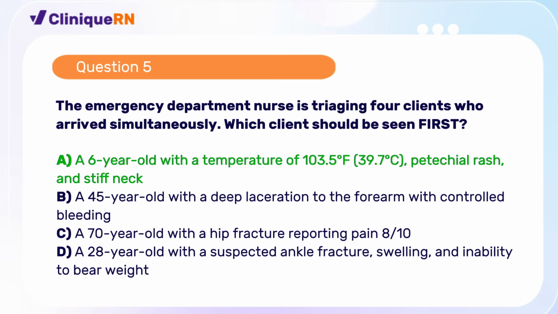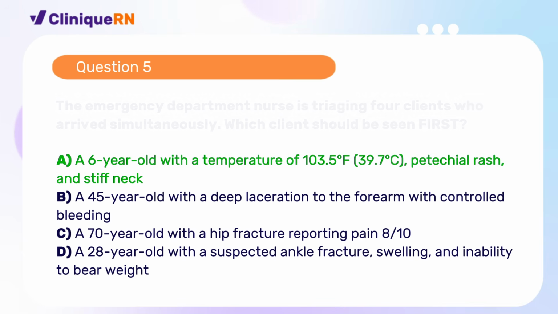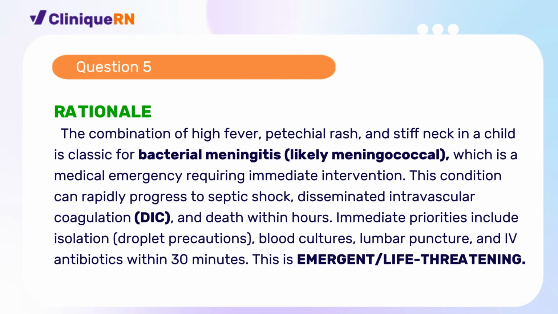The correct answer is A, a 6-year-old with a temperature of 103.5 degrees Fahrenheit or 39.7 degrees Celsius, petechial rash, and stiff neck. Rationale: the combination of high fever, petechial rash, and stiff neck in a child is classic for bacterial meningitis, likely meningococcal, which is a medical emergency requiring immediate intervention. This condition can rapidly progress to septic shock, disseminated intravascular coagulation, DIC, and death within hours.